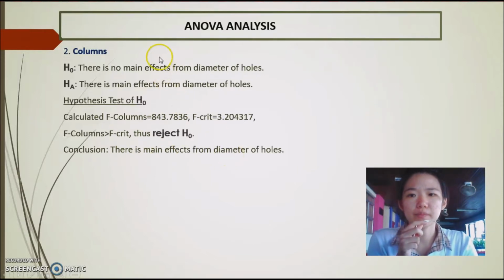For the column part, same as the sample, the null hypothesis is that there is no mean effect from diameter of hole, and the alternative hypothesis is the opposite of the null hypothesis. From the calculated F column, we get 843.7836, which is bigger than F critical. So we reject the null hypothesis. We can conclude that there is also a mean effect from diameter of the hole.